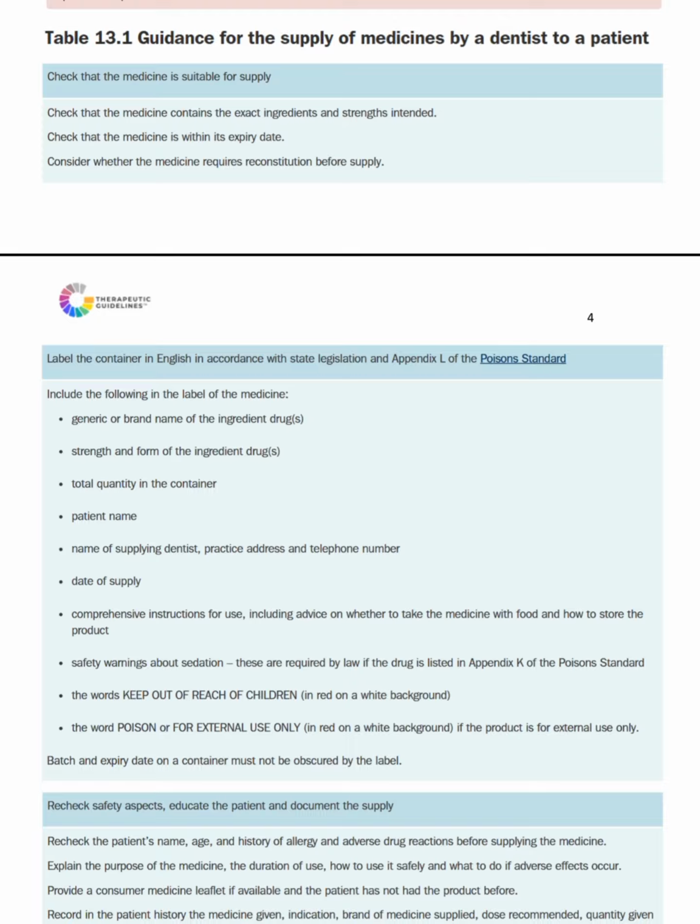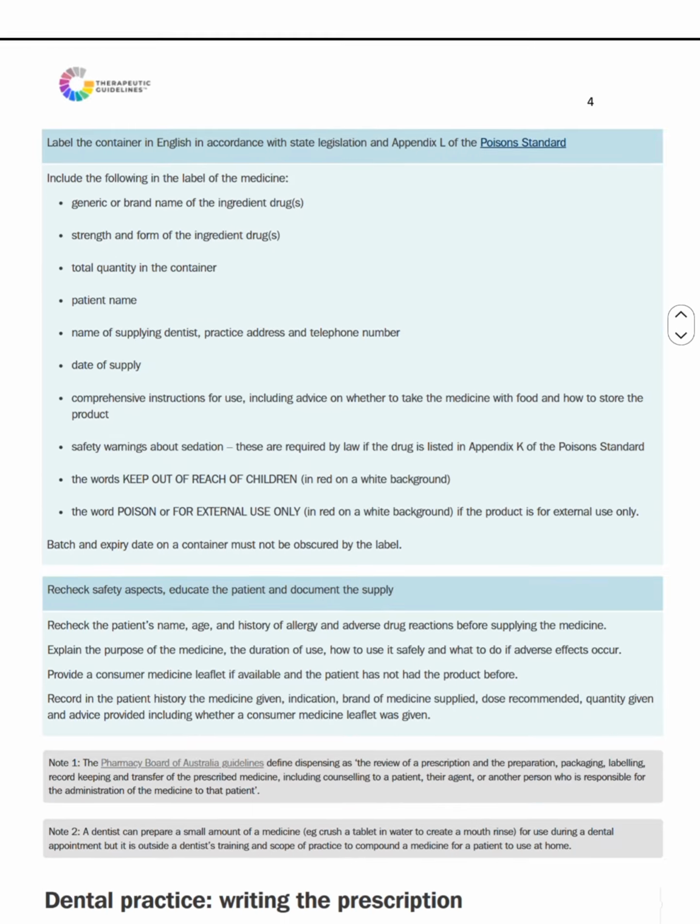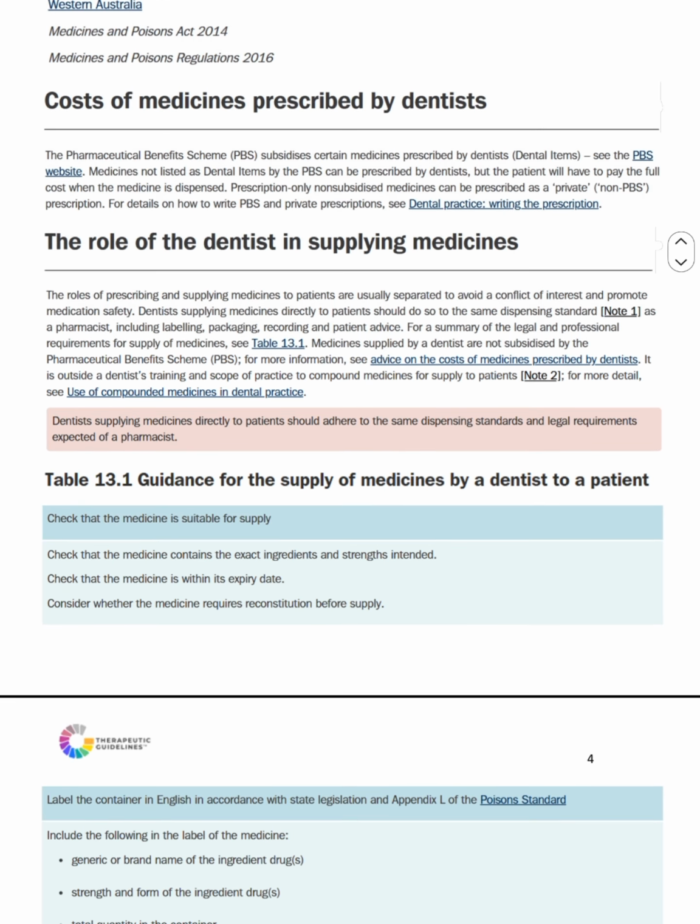Then recheck safety aspects, educate the patient, and document the supply. Recheck the patient's name, age, and history of allergy and adverse drug reactions before supplying the medicine. Explain the purpose of the medicine, the duration of use, how to use it safely, and what to do if adverse effects occur. Provide a consumer medicine leaflet if available and the patient has not had the product before. Record in the patient's history the medicine given, indication, brand of medicine supplied, dose recommended, quantity given, and advice provided, including whether a consumer medicine leaflet was given. So all these things we have to take care of while prescribing medicine to the patient, right?